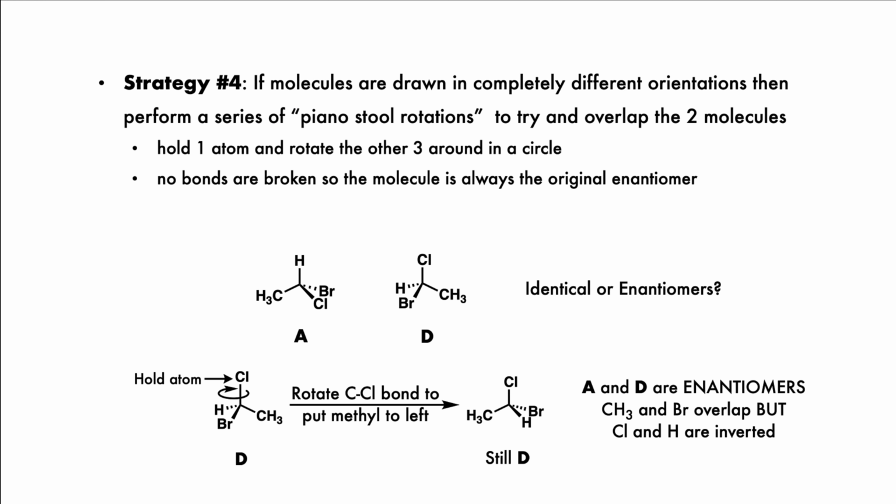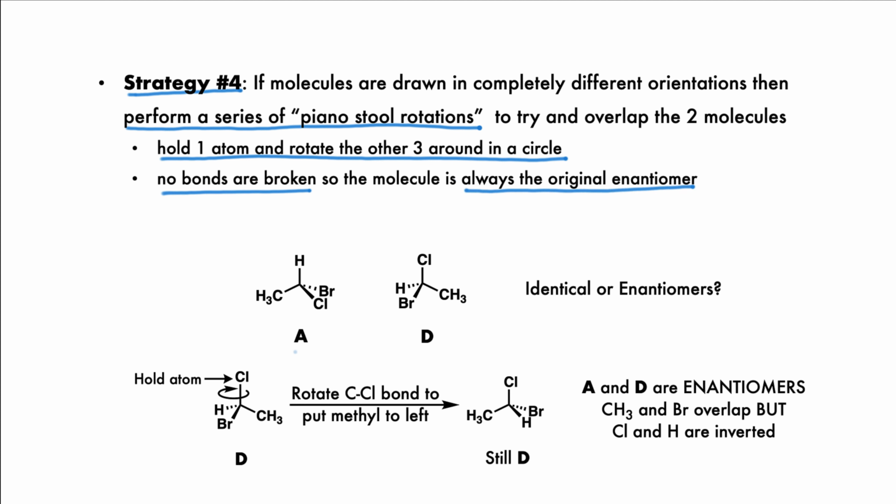Strategy 4 is useful when you have molecules drawn in completely different orientations. You can try to perform a series of what I call piano stool rotations to try to overlap the two molecules. You hold one group and spin the other three groups around. No bonds are broken, so you always have the original molecule, which is simply being flipped around.